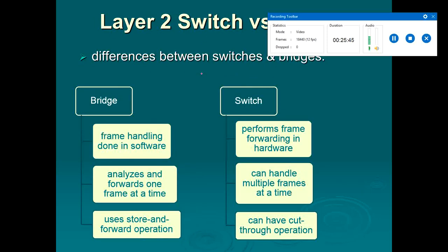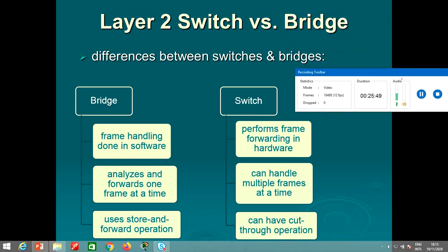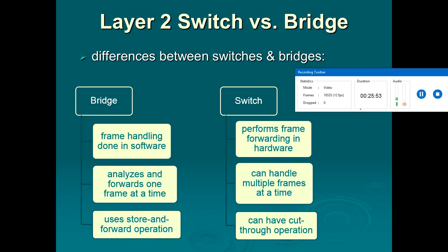Alright, moving ahead. Let's now understand the difference between a layer 2 switch and a bridge. A layer 2 switch can be viewed as a full duplex version of the hub. It can also have some logic that allows it to function as a multi-port bridge. But there are certain differences between the layer 2 switch and the bridge. So what are the differences? Let's check it out.